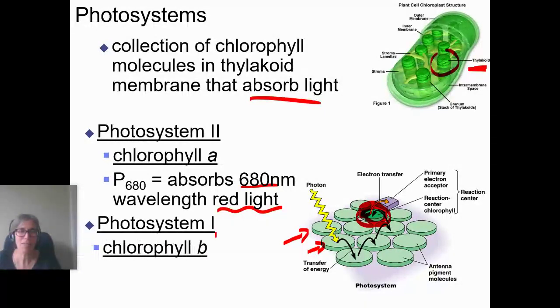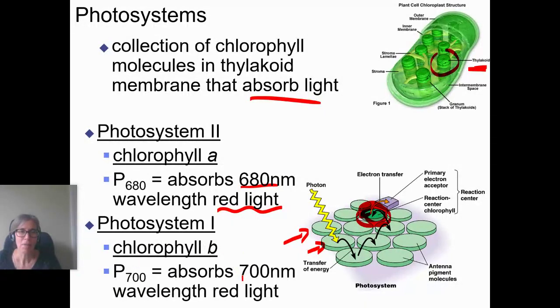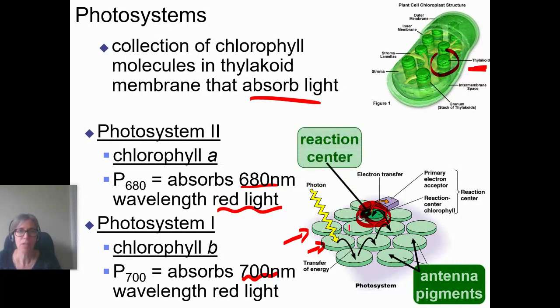It has chlorophyll B, which can absorb light at a different wavelength best, but the antenna molecules can also absorb energy, or other photons of light as well. So those are antenna pigments. And your reaction center is the chlorophyll, who actually gives the electron to the first electron acceptor in the electron transport chain.